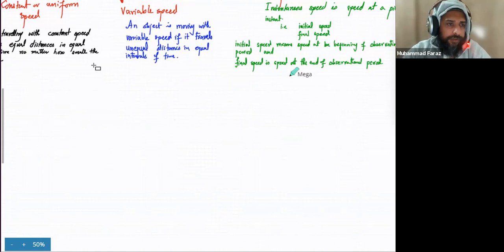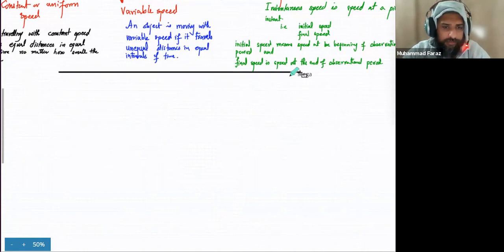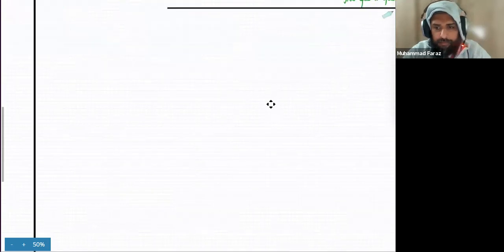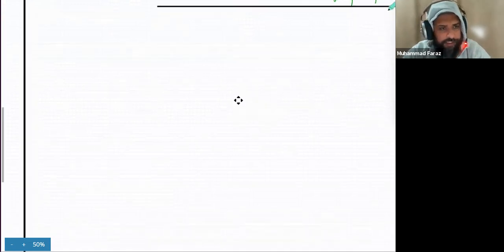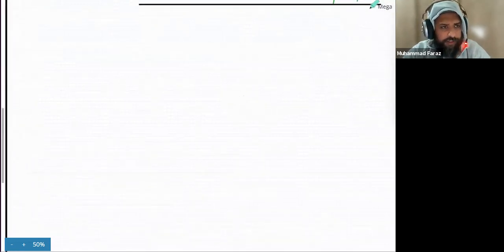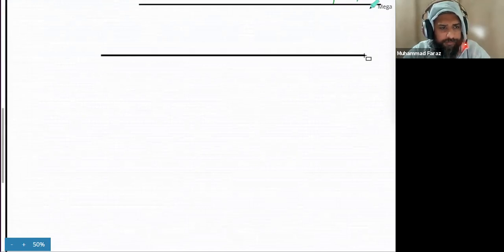So, let's see what is next. An object is moving, actually, not one object. Let's say there are multiple objects moving.